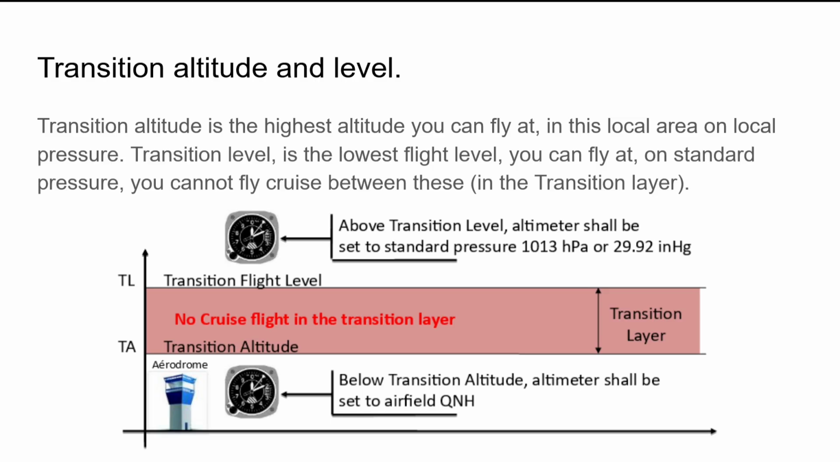So if your transition flight level is flight level 120, and your transition altitude is 10,500 feet, you can be at 10,500 feet, but you cannot be at 11,000 or 10,600, or anywhere between 10,000 and 12,000 feet while you are on it. You just cannot be, because you could essentially get into a conflict between aircraft that are on flight levels and aircraft on altitudes. This part is called the transition layer between the altitude and the flight level.